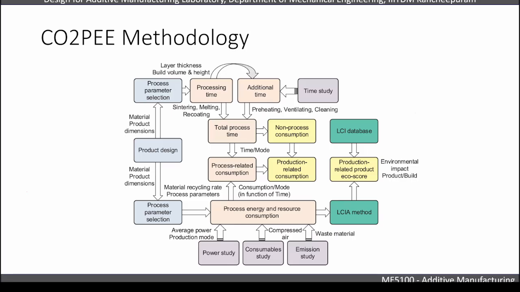So this is one example of the CO2PE methodology being used to understand the 3D printing process. You can see the product design, the process parameter selection, the powder, the average power, the production mode, and how much compressed air is being used because we need to purge the chamber, right? How much waste material is there? You can use the LCA method. What is the layer thickness, build volume, height? What is the processing time? What is the additional time? This is a methodology proposed by European universities. There is a very big consortium called the CO2PE consortium, and they use this methodology to collect data about 3D printing and additive manufacturing.